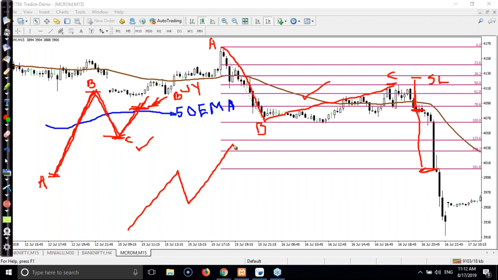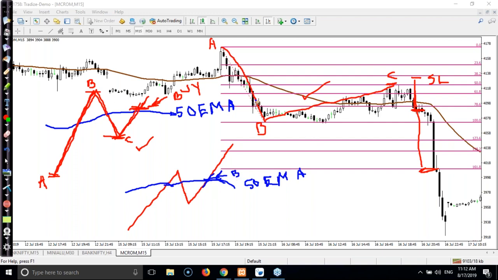But where is our entry point? In that case, we are using the exponential moving average 50. Suppose the exponential moving average is running like that, right? This is called the 50 EMA, exponential moving average. So we have seen here is a breakout, right? This price broke this level of the 50 exponential moving average, so this is our entry point for the buy.